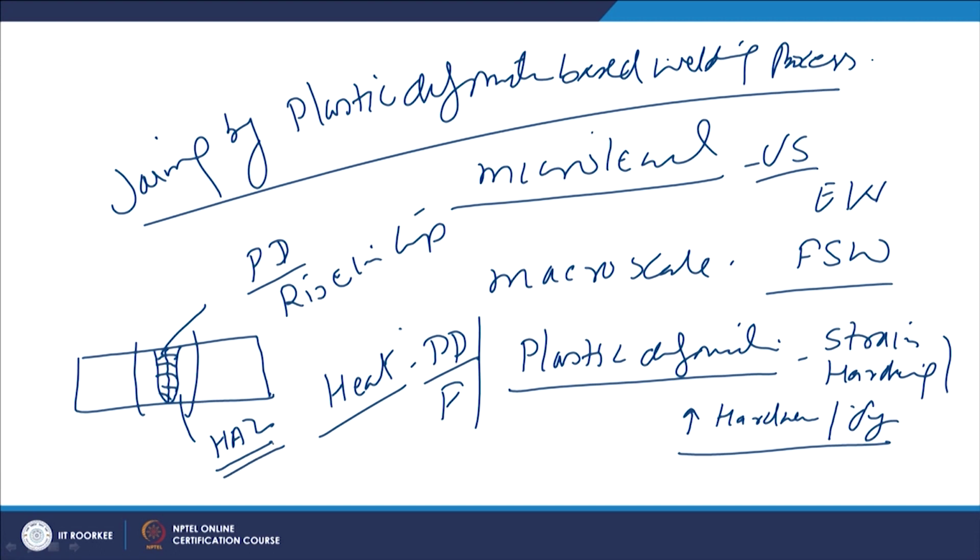So, as per the type of metal system, the properties of the heat affected zone due to the weld thermal cycle will be different, and that may change significantly, while in case of the weld metal the plastic deformation will be causing work hardening, strain hardening, and so in any case the hardness and the strength of the weld metal produced by the plastic deformation based joining processes will be higher.